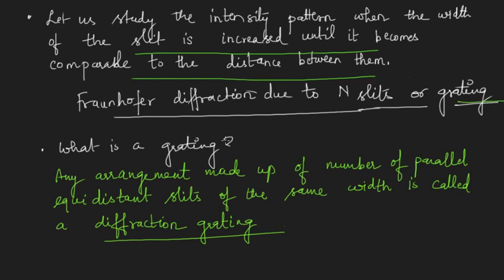So how do I define a grating? Any arrangement which is made up of parallel equidistant slits of the same width is termed a grating. So basically we are trying to study how intensity modifies when we take a grating. So let us do that.